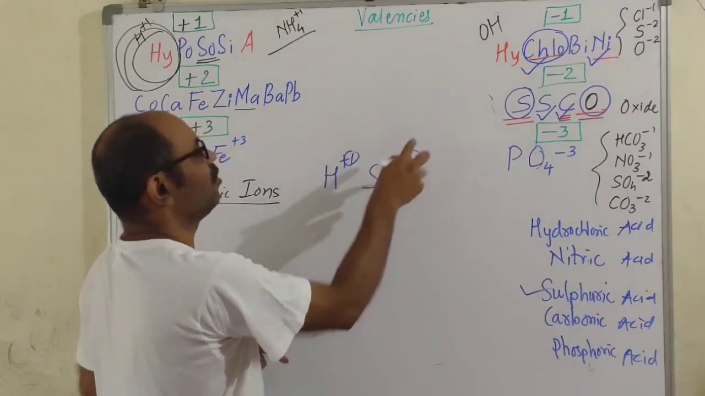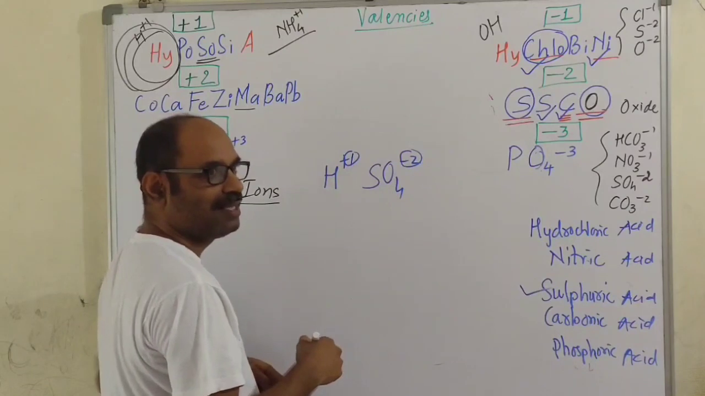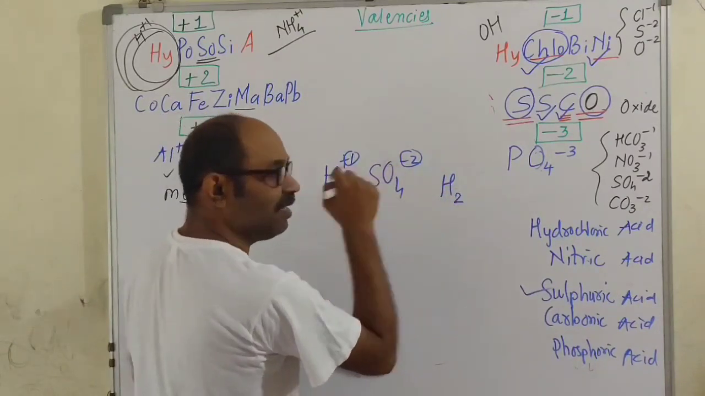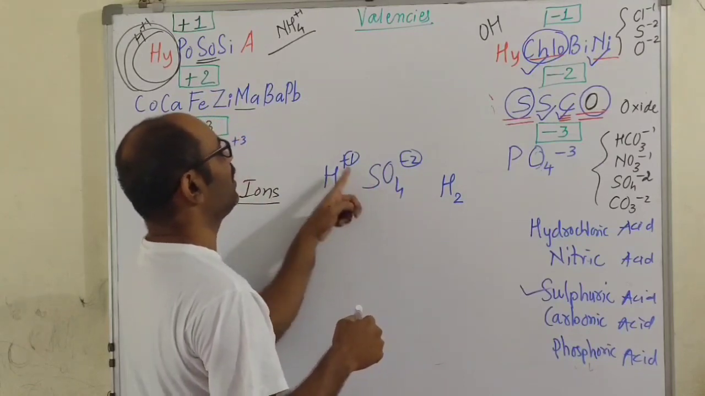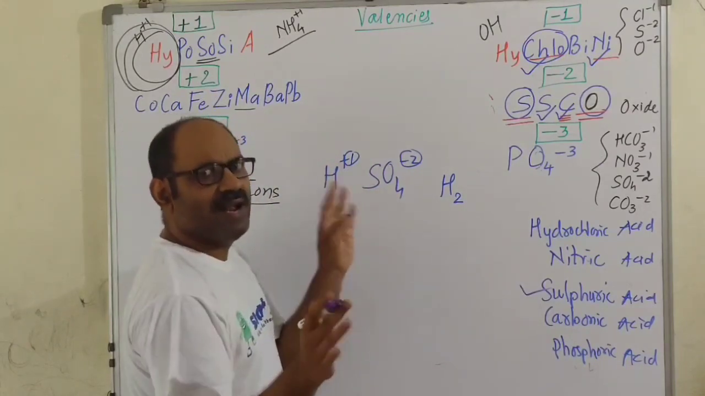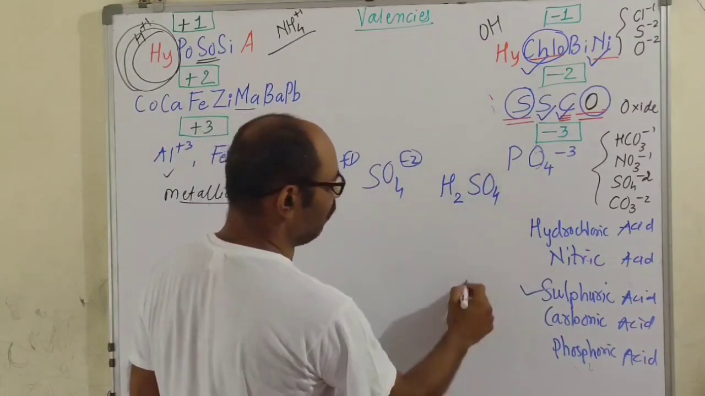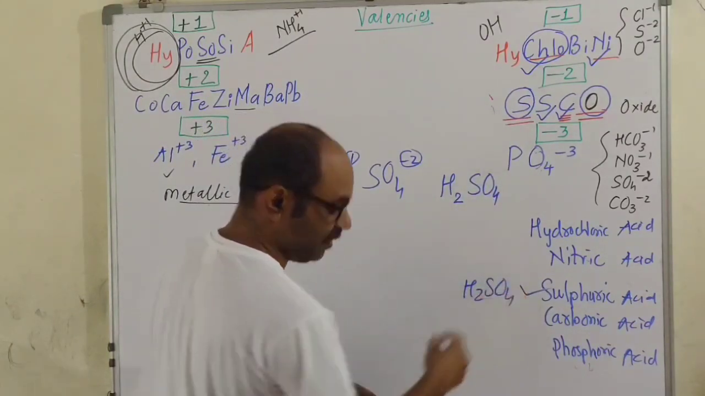So write here SO4 minus 2. Valences are not equal, so cross it and write them as subscripts. 2 will be the subscript of H. The subscript of sulfate will be 1, and 1 we normally do not write, so only write SO4. So this is the formula of sulfuric acid.